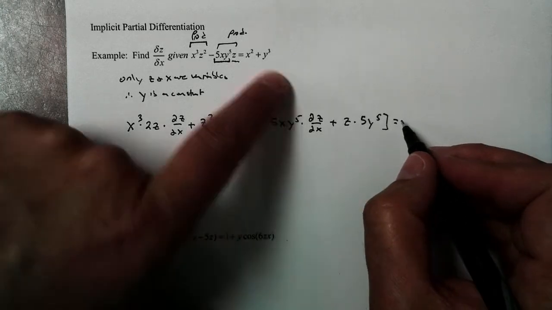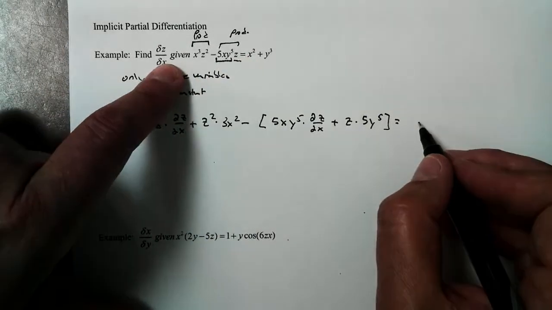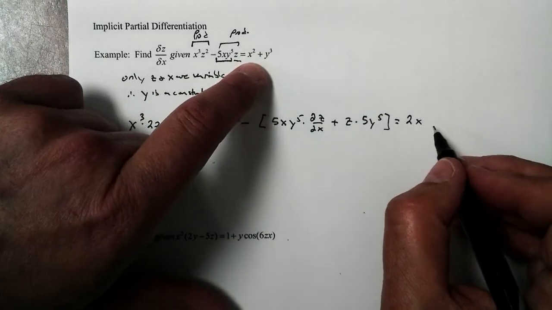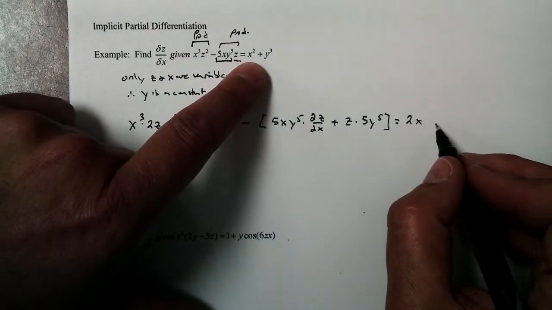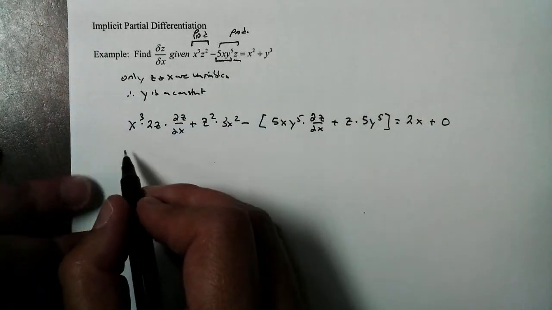Equal to, over here, take the derivative of x. X is one of my variables, so the derivative of x is just going to become 2x. Now remember, I'm taking the derivative with respect to x, so it's really dx dx. Plus, and that's just my constant, so that becomes 0. And I can simplify all of this.